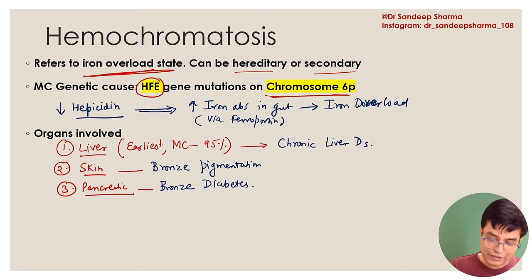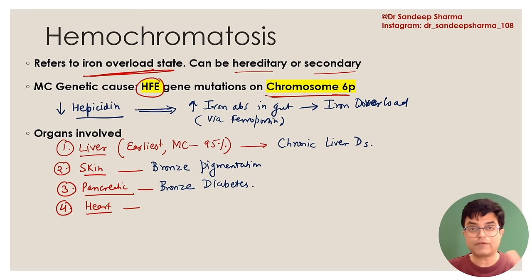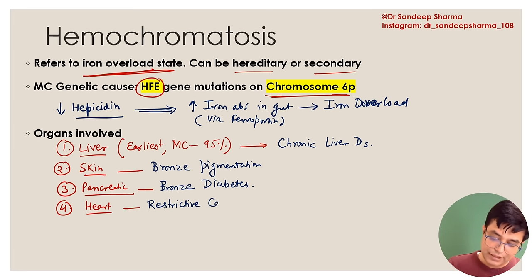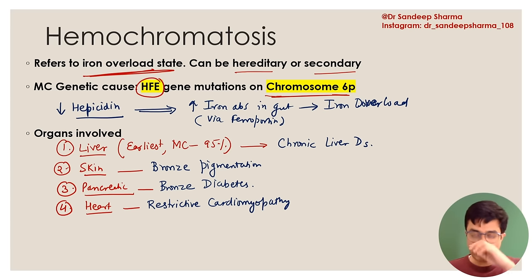Fourthly, these patients can have heart involvement, and heart involvement will occur in the form of cardiomyopathy. Which type of cardiomyopathy occurs? You know there are three types: dilated, restrictive and hypertrophic. So they will have restrictive cardiomyopathy. We will be doing a brief review of cardiomyopathy in the next session, which will be held in 2 days from today. I will be putting up the notification and timing shortly. So heart involvement, restrictive cardiomyopathy.